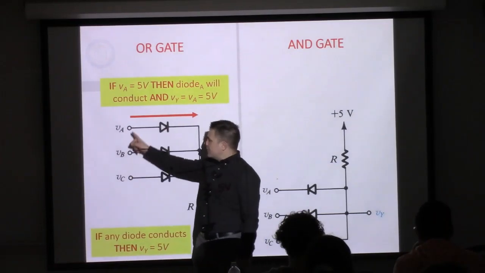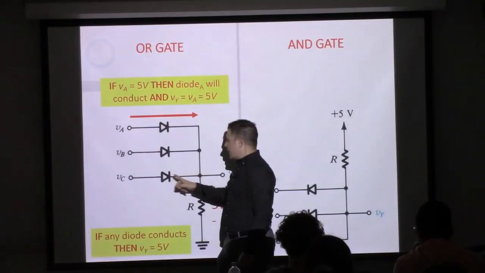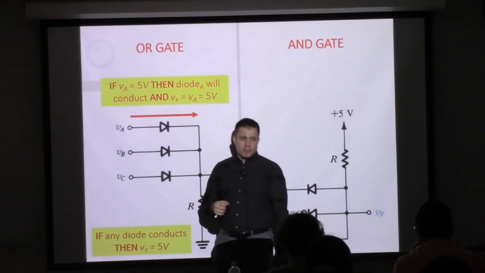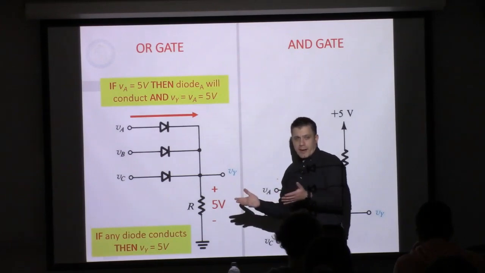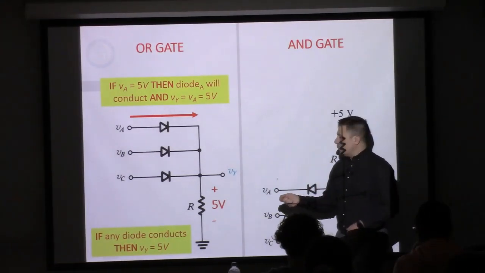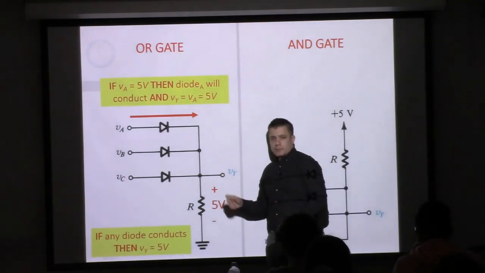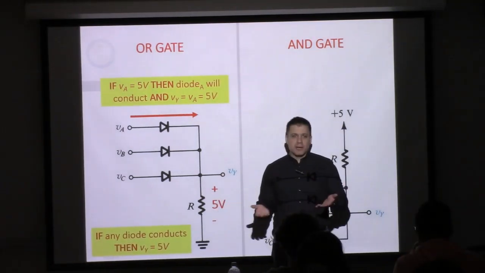What's going to happen to VC and VA? Right, this will be 5, this will be 0, 5, 0, so both of these diodes will block. So you see that this functions like an OR gate, right? Any of the three, if we turn them on, it will raise the output voltage to 5 volts, or it could be 3 volts actually, whatever you use.